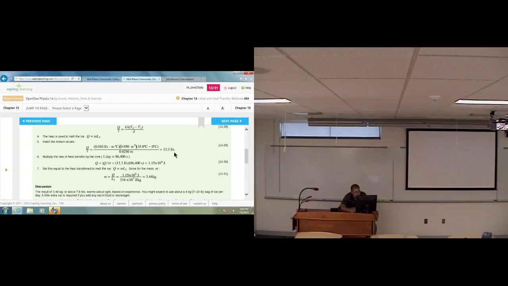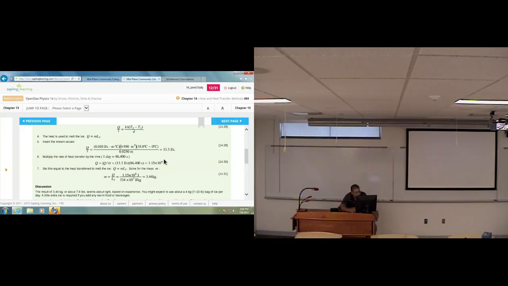13.3 joules per second. If we're going to keep this cold for a day, then we need to multiply our rate by the time, the 13.3 joules per second multiplied by the number of seconds in a day, so that the seconds will cancel and we'll just have the amount of energy that we're going to lose in the day. We're going to lose 1.15 times 10 to the 6 joules of energy. So we need enough ice melting to provide that amount of energy.